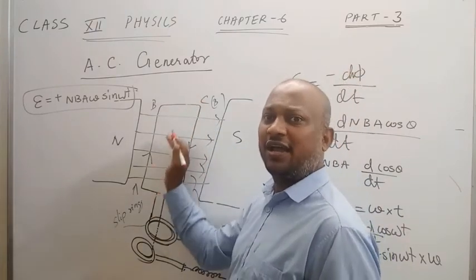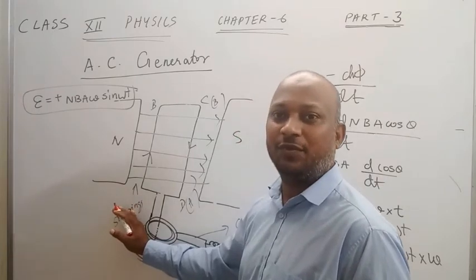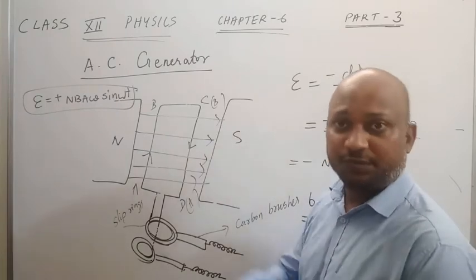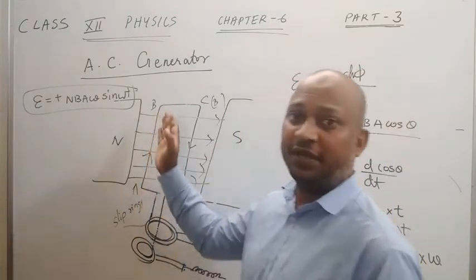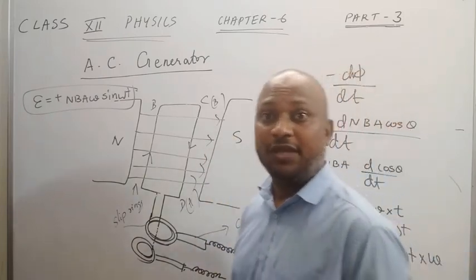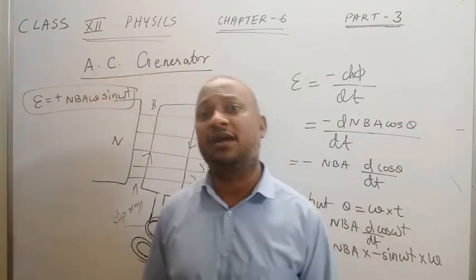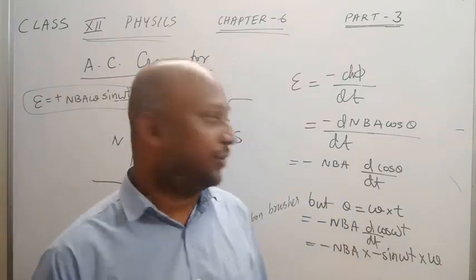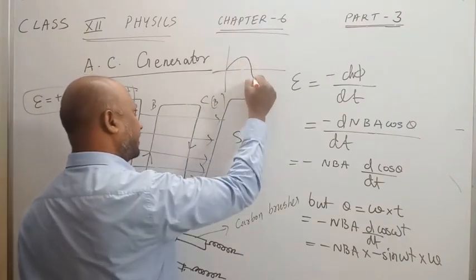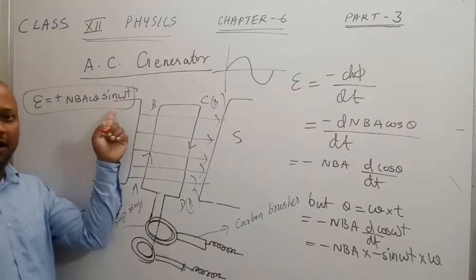So when the part AB is on the north side of the pole, towards the north pole of the magnet, then current flows from A to B. When it is towards the south pole of the magnet, then current flows from B to A, meaning the current reverses its direction. So after every half cycle, current reverses its direction. You can even show it like this on the graph. The current is like this and then the current is like this.